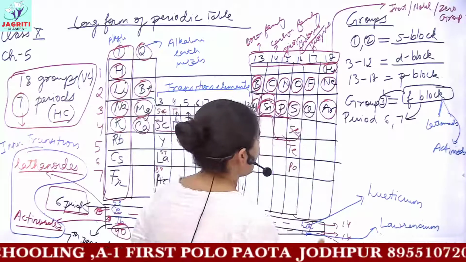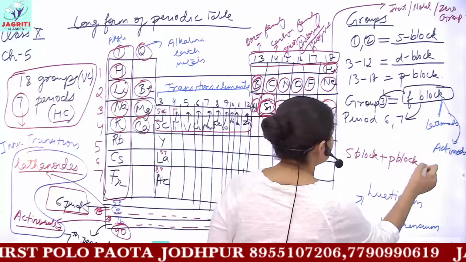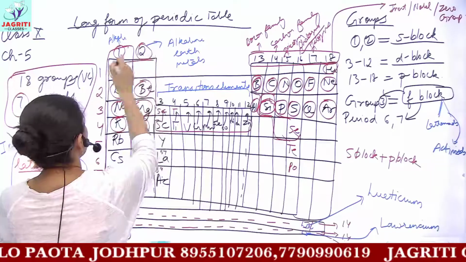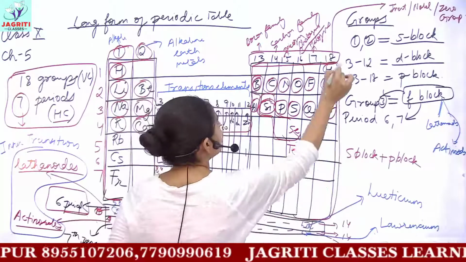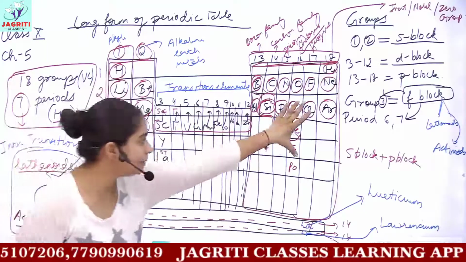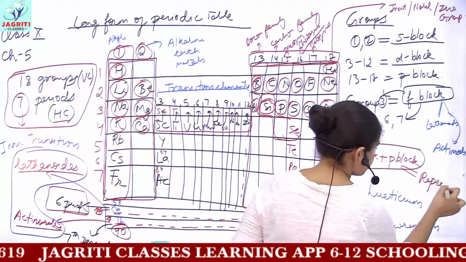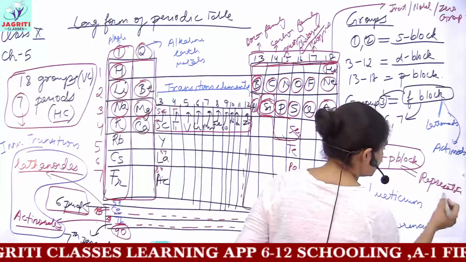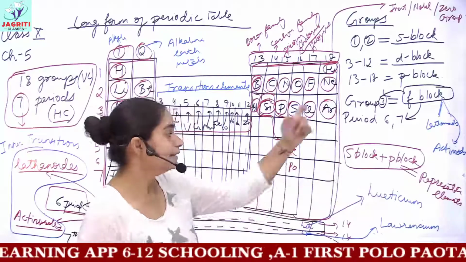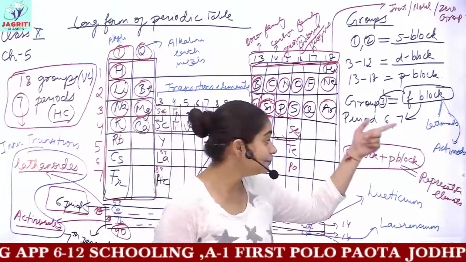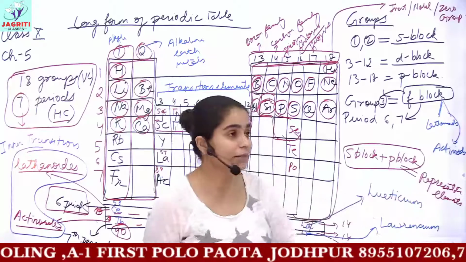Then one more point we have, that is your S block and your P block of elements, which we have to study. This is the S block of elements, and this is the P block of elements. The S block and P block are combinedly called representative elements. Just remember these small terms. If you are asked what representative elements are, you will say the elements present in the S block and the P block are combinedly referred to as representative elements.